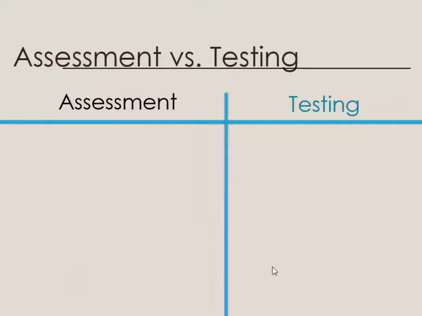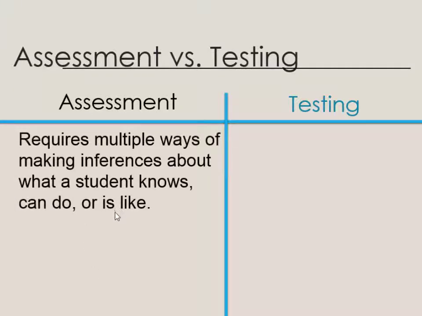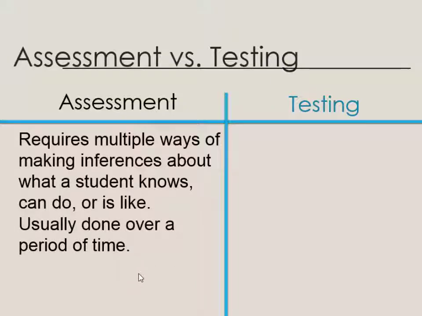All right. This is a chart I believe I made up. It could be in Waterman, I'm not sure. But Waterman compares the two terms here, assessment versus testing. And you need to know that the assessment is a process. It requires multiple ways of making inferences about what a student can do, or is like. It's usually done over a period of time. It's not a one-shot deal. Like I said, it's a process.